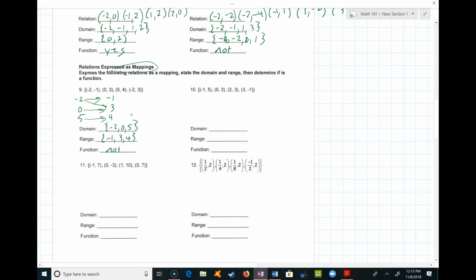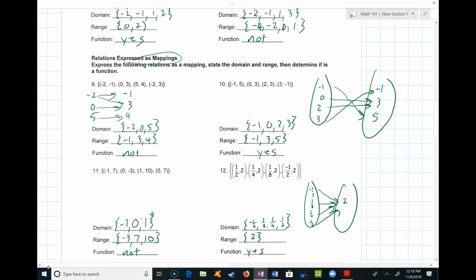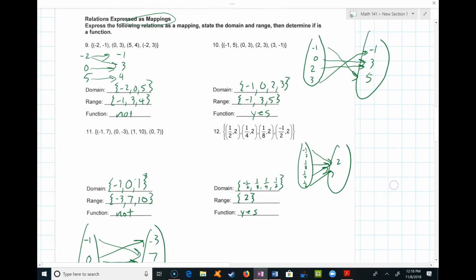Okay, I'm going to finish these two up offline. Okay, there's 8, 9, 10, 11, and 12 done. So you can take a look at those and see if they make sense to you. We had 2 non-functions and 2 functions.